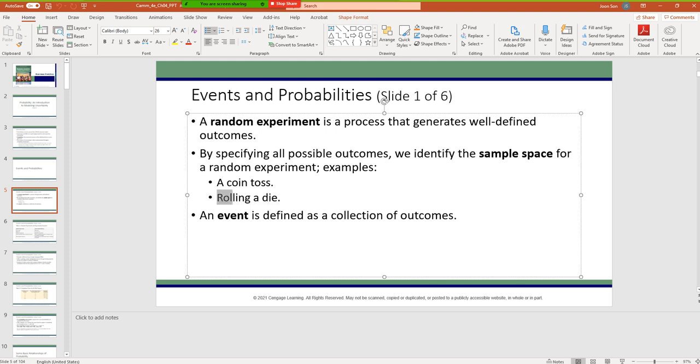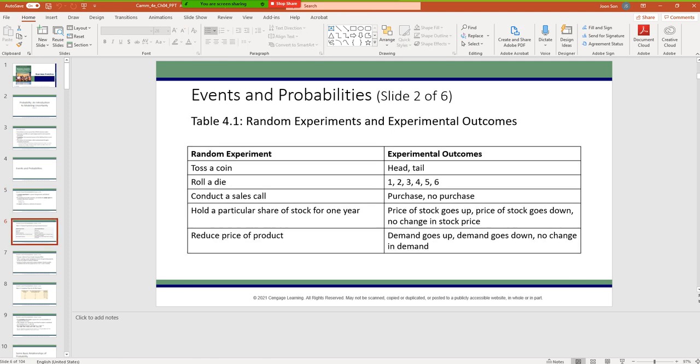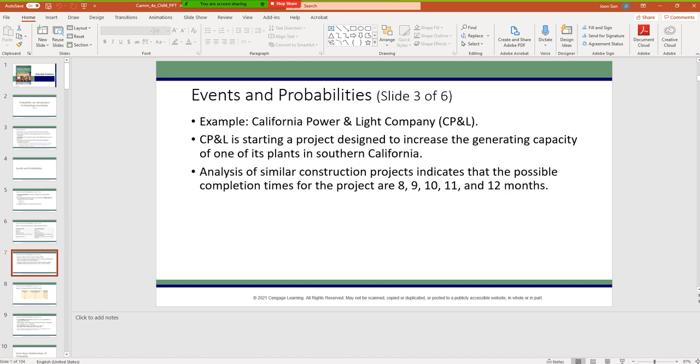So for example, when rolling a die, your sample space is what? 1, 2, 3, 4, 5, and 6, right? And for a coin toss, your sample space is what? Head or tail. Yeah, head and tail. H and T, right? An event is identified as a collection of outcomes, right? So head and tail, rolling a die, and so on. That's a sample space.